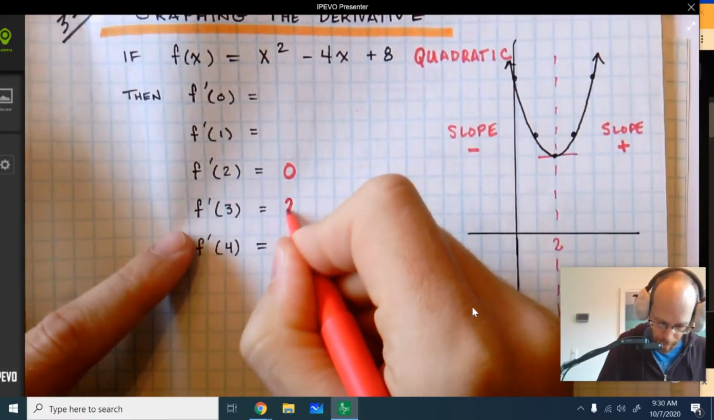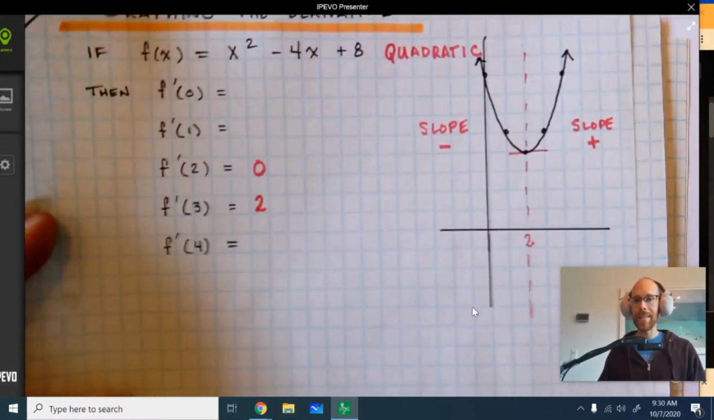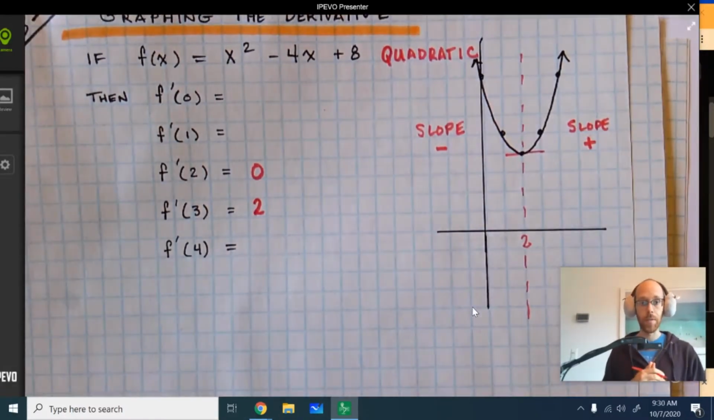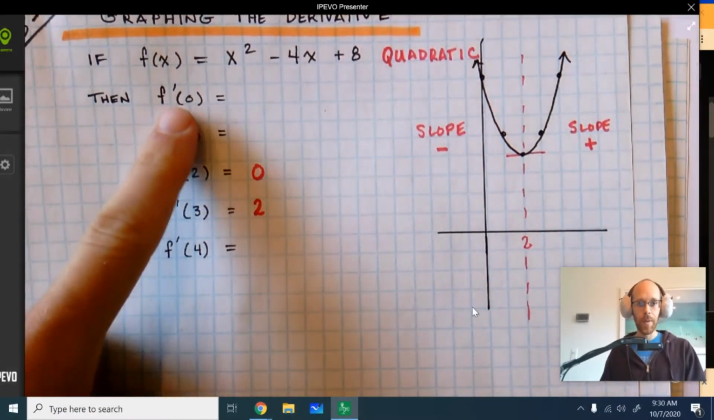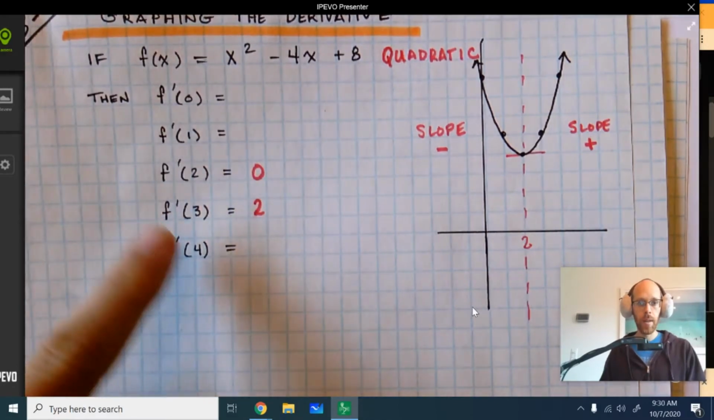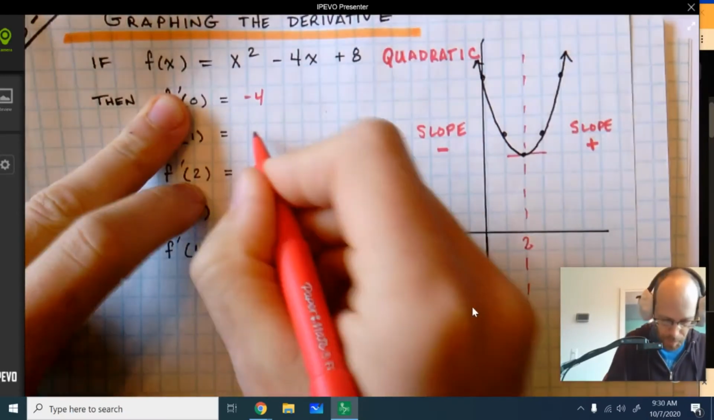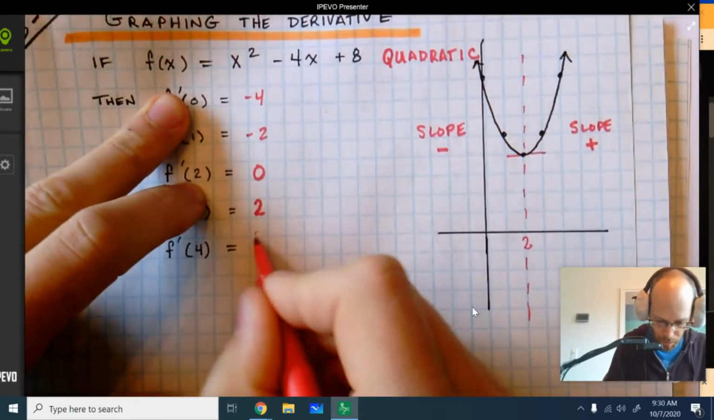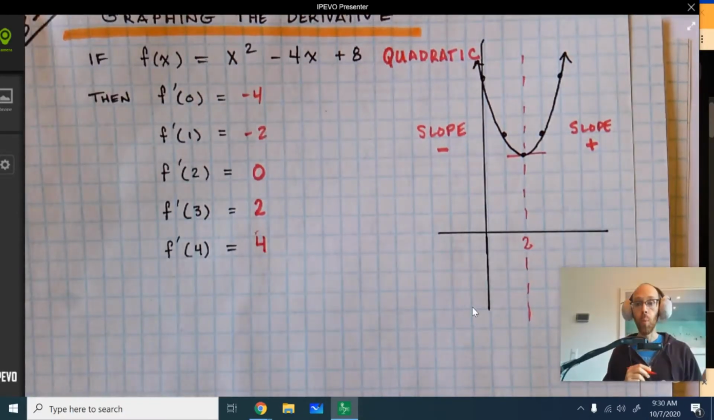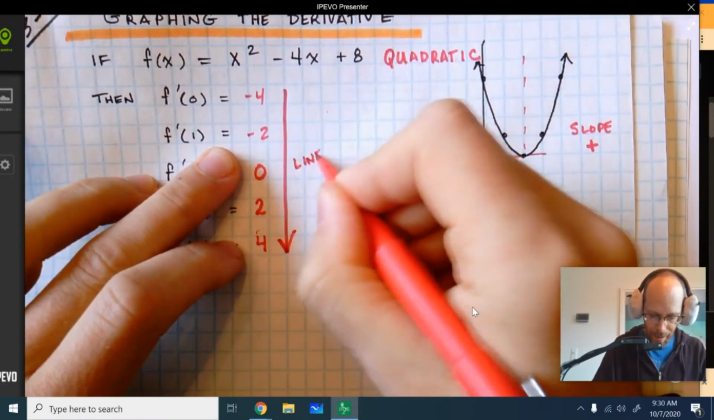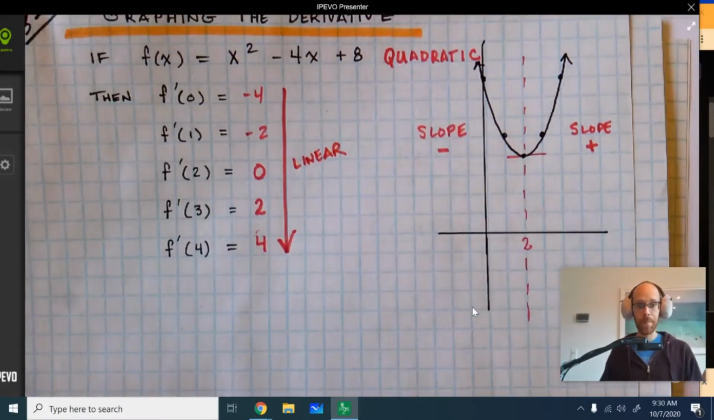So the slope right here is positive 2, and that's kind of what we expected, right? When we looked here, we knew that it was going to have a positive slope. So I went ahead and I found the derivatives at 0, 1, and 4, and I got these numbers: negative 4, negative 2, and 4. What do you notice about those numbers? Hopefully what you notice is that they make a linear pattern.